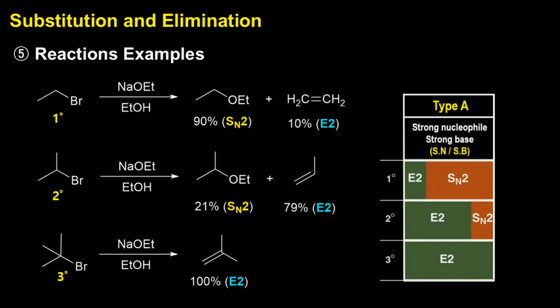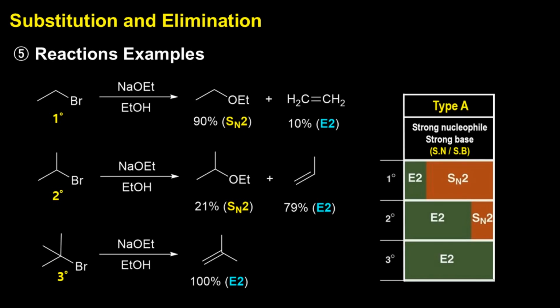With a secondary alkyl halide, the balance shifts. Now we get 79% E2 and only 21% SN2. Both reactions are possible, but the increased steric bulk favors elimination more. And finally, with a tertiary alkyl halide, SN2 is completely out. There's simply no way to get backside attack through all that crowding. So here we see 100% E2, no substitution at all.